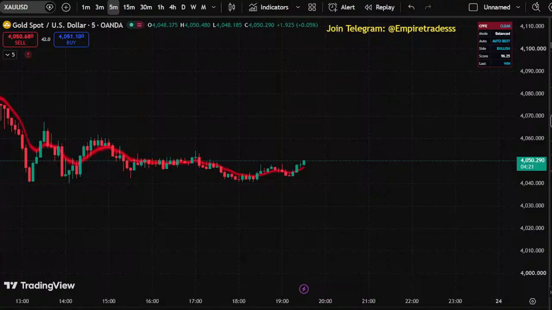MT5's improved interface and additional functionalities are designed to cater to the evolving needs of modern traders who require access to a diverse range of markets and sophisticated trading tools.